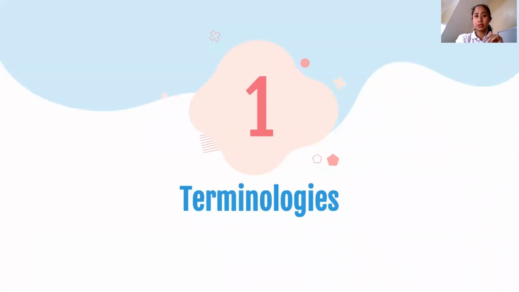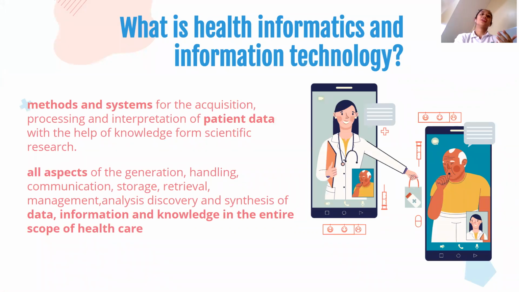So class, what are the terminologies? Let's make it clearer. Let's break it down for you because it can be confusing, guys. So what is health informatics and information technology? Class, when we talk about health informatics, it's not only enclosed in computer programs, but it contains all methods and systems. This includes the organization, the people, the culture, for the acquisition, processing, and interpretation of patient data with the help of knowledge from scientific research.